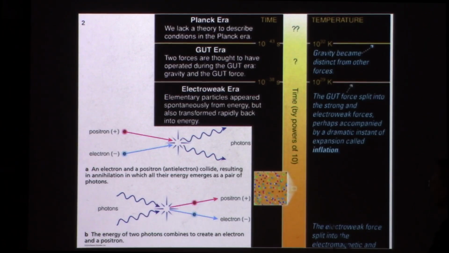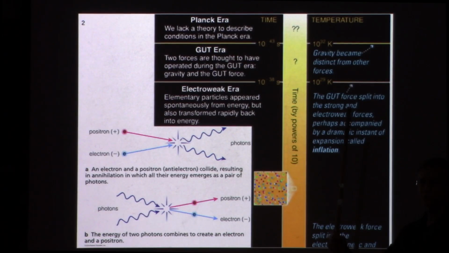Now, we can be confident of our physics back to the time when you'd have the electroweak force and the strong force and gravity being separate from one another. Earlier than that, we don't have complete theories that would tell us what's going on. So that's an important caveat here. But our best understanding at this point is that we start with the Planck era. We lack a theory to describe conditions in the Planck era.